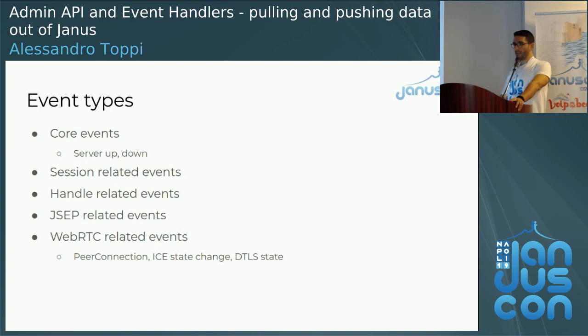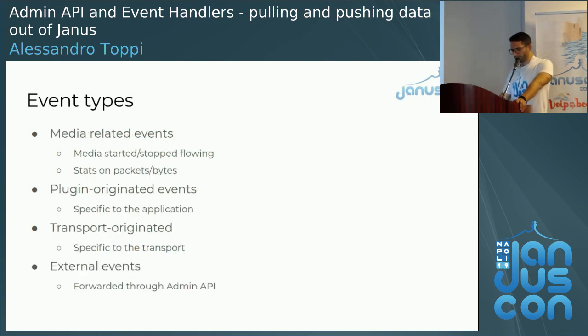And we have many event types on Janus. Some of them are dealing with core events like the process going up or down. Some of them are related to the session or handle that the user is establishing. Some are about JSEP negotiation or WebRTC status changes, or also media events about the media starting or stopping flowing, also statistics about those media. Then there are specific events for plugins, for custom plugins, and specific events for transports. Finally, external events that are basically events forwarded through the admin API.